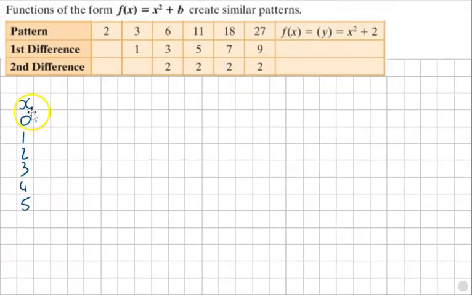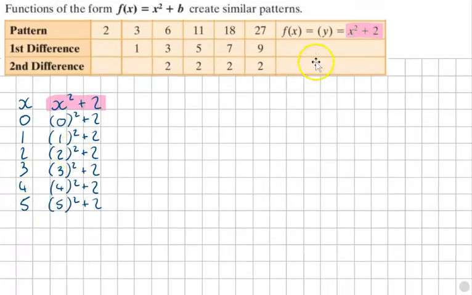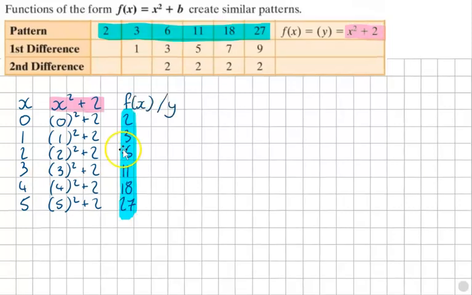So taking x values 0, 1, 2, 3, 4, and 5, subbing them into the function. So the function is x squared plus 2. So replacing the x with brackets and inputting 0, 1, 2, 3, 4, and 5, we get outputs of 2, 3, 6, 11, 18, and 27. So that's where our pattern comes from, highlighted in blue. So that's f of x or our y values.